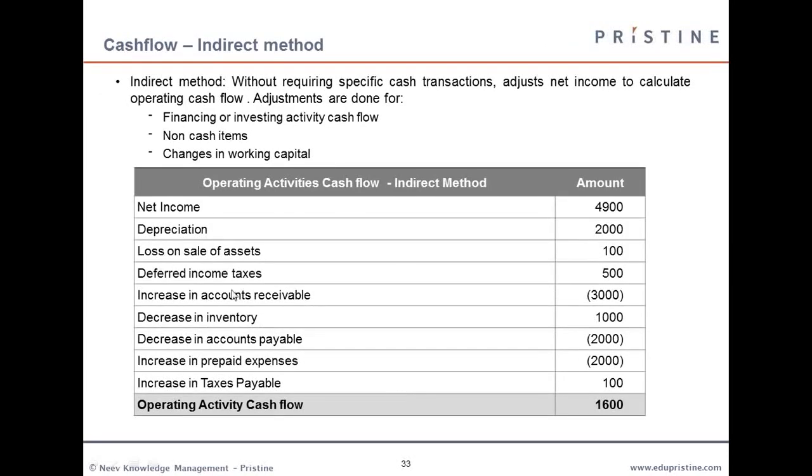So that's it. In case of indirect method, basically the difference between direct and indirect method is only in terms of operating activities cash flow. The investing and the financing part is the same in both the cases. Only in case of operating activities, in case of indirect method, what we do is we start with the net income, and then we add back the non-cash items, and then we take the differences in the working capital, and we make changes accordingly.